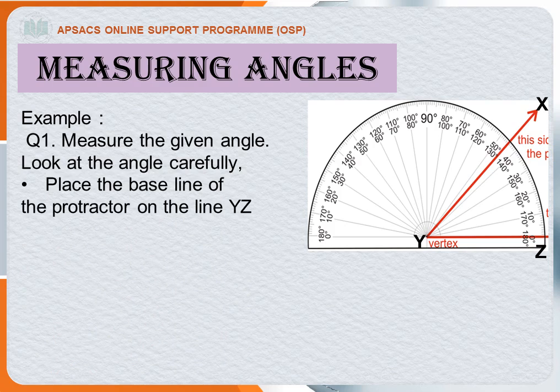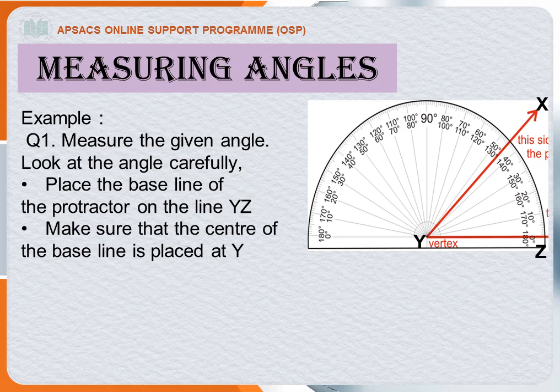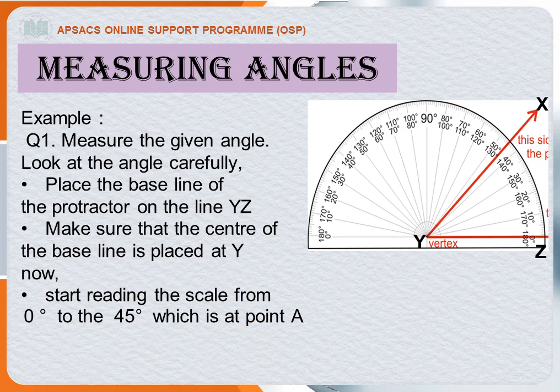Now see, you have to place the baseline of your angle, that is YZ, on the baseline of the protractor. Make sure that the center of the protractor meets the point Y, which is the vertex of angle XYZ. Clear? Now start reading from 0 till 45.